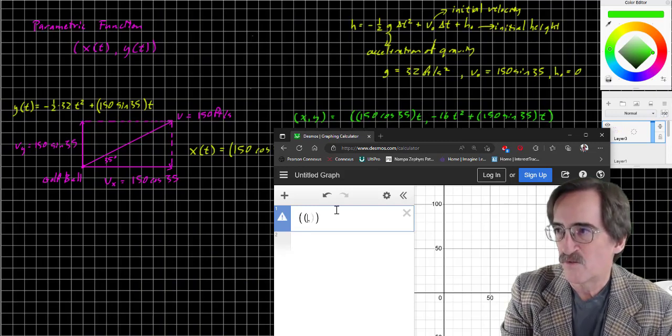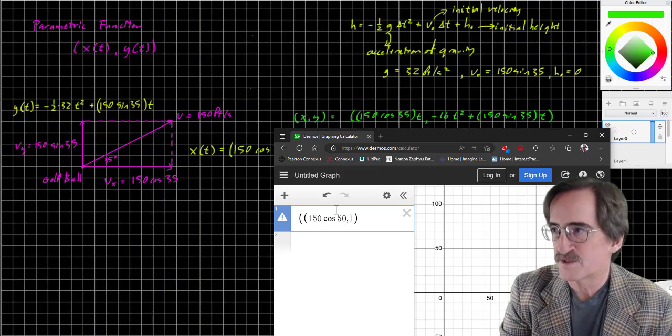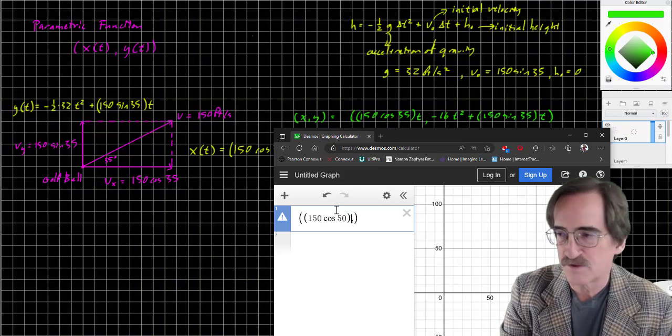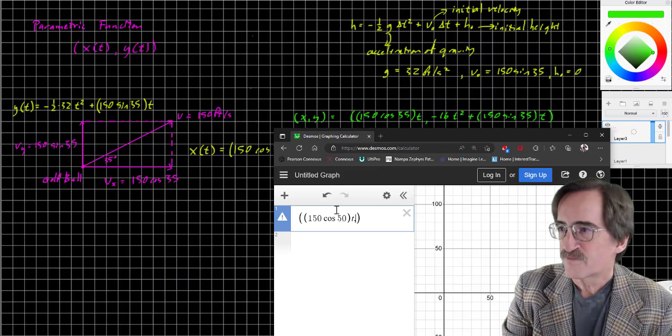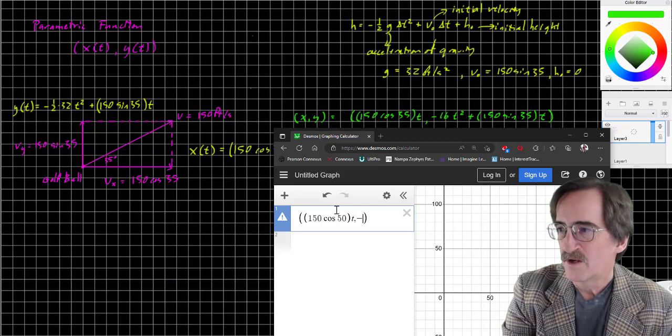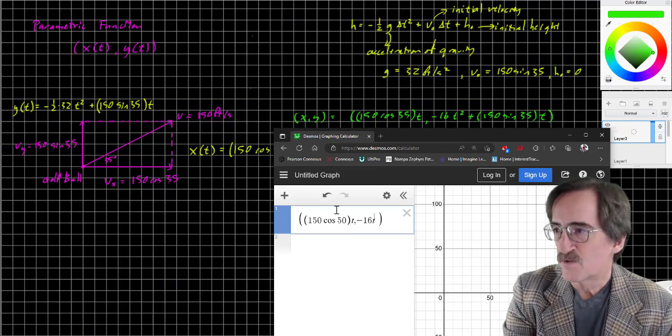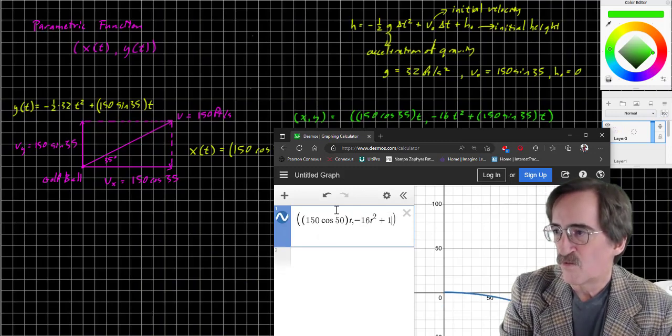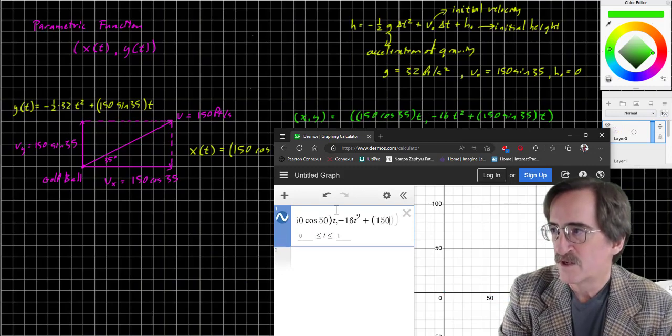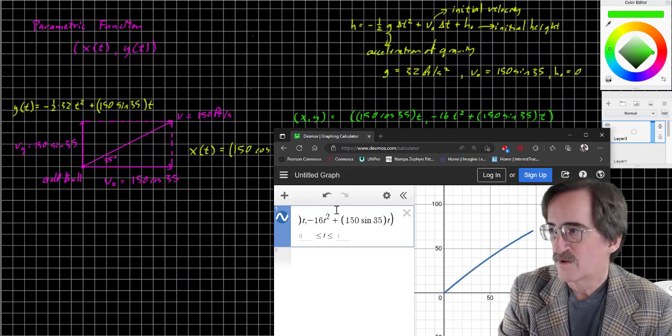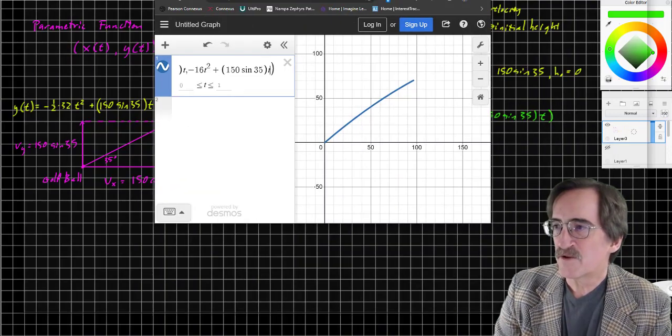I'm going to put in 150, and the parentheses are necessary because otherwise it wants to multiply the 50 times t. It wants to do cosine t. So 150 cosine 35, all times t, comma, negative 16 t squared plus 150 sine 35 t. Okay? All right, and let's have a look at what's going on here.